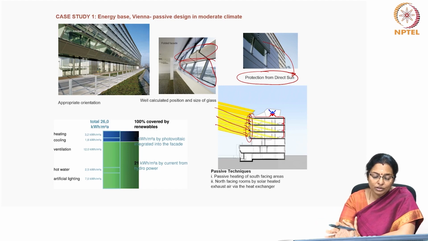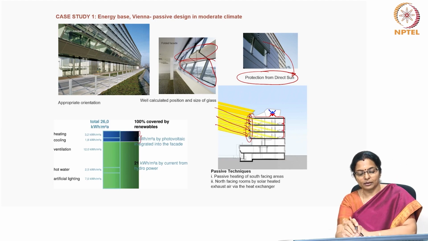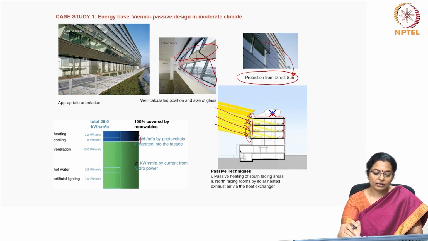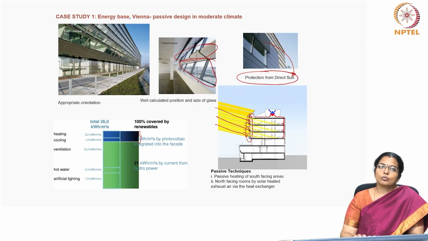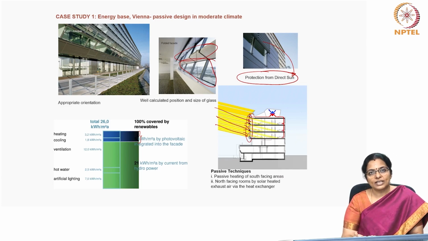So, because of doing this, 100% coverage by renewables for heating and cooling happens in this building. Hot water, heating the building, cooling the building, everything gets covered by the renewables. So, these are the simple passive techniques which are used in these two buildings. There are advanced passive techniques which have been used in these buildings and in some other buildings also, which we will look at as a separate section.